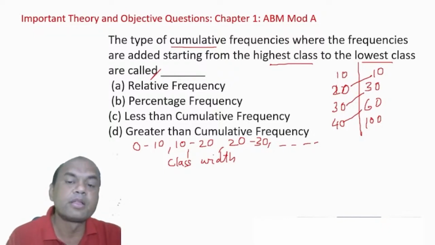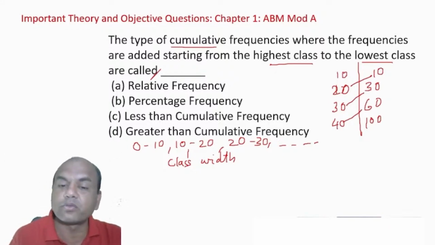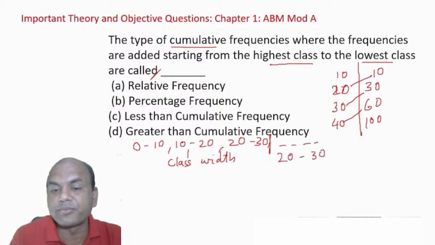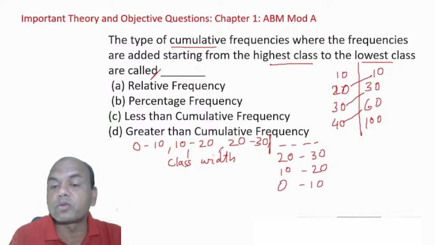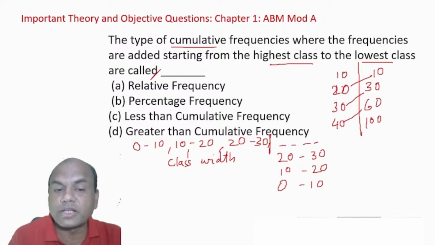Now, what is the question? Where the frequencies are added starting from the highest class to the lowest class. So what will I do? Suppose we take only these three classes up till now: 0 to 10, 10 to 20, 20 to 30. If I want highest to lowest, how will I arrange them? I'll arrange them in this way: 20 to 30 first, then 10 to 20 next, then 0 to 10. I'm going on the lower side. So this is known as what? Relative frequency, percentage frequency, less than or greater than cumulative frequency.